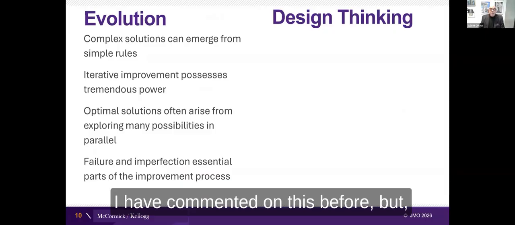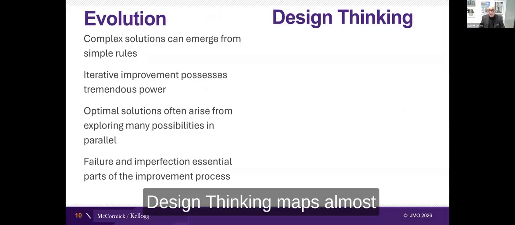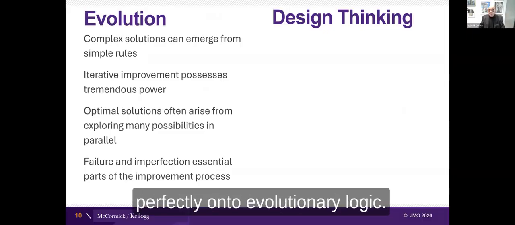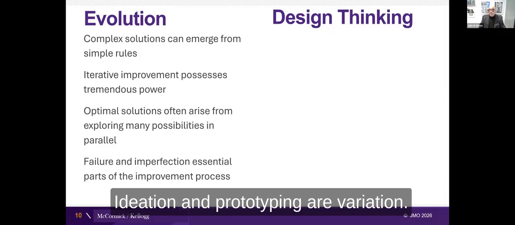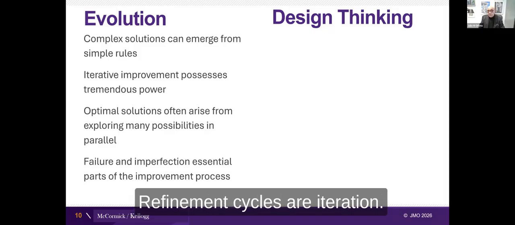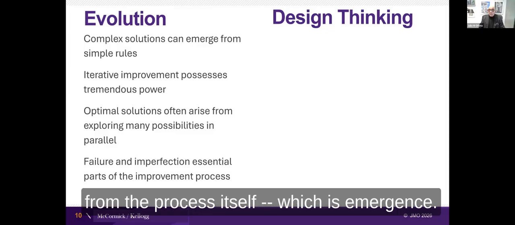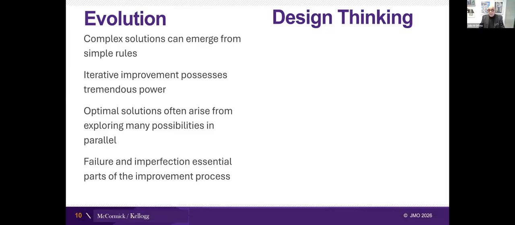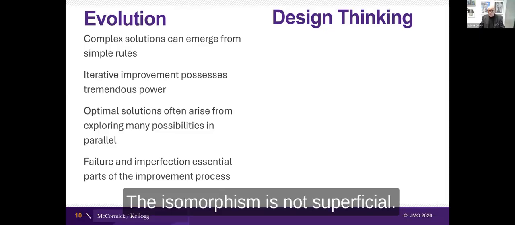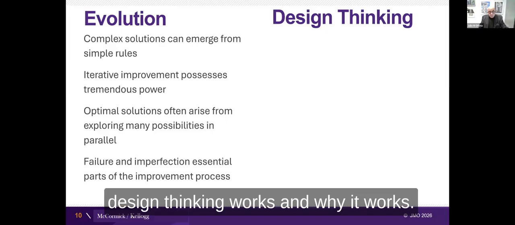So I have commented on this before, but it's instructive to repeat it here. Look at this panel. Design thinking maps almost perfectly onto evolutionary logic. Ideation and prototyping are variation. Testing and feedback are selection. Refinement cycles are iteration. And unexpected solutions arising from the process itself, which is emergence. The isomorphism is not superficial. It points to something deep about why design thinking works.